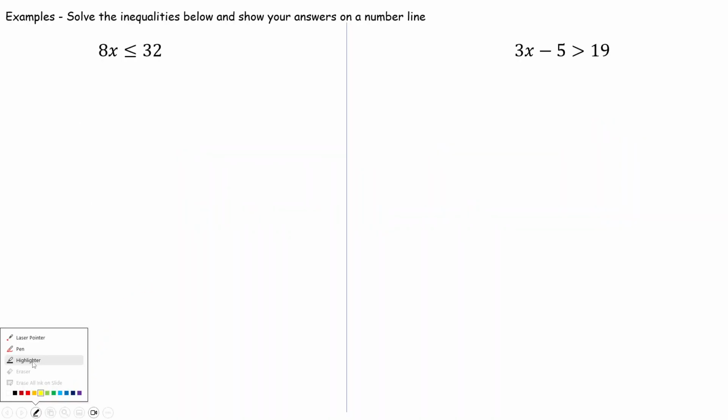So we'll go through a few examples and then I'll give you some to try yourself in a second. But the question is saying, solve the inequalities, so solve these two inequalities, giving your answers on a number line. So using our knowledge on number lines from the previous video also.